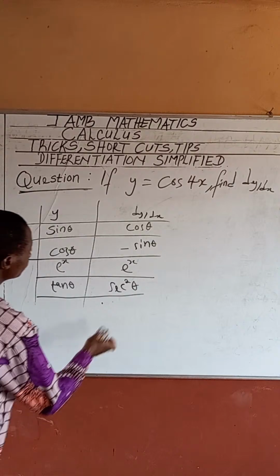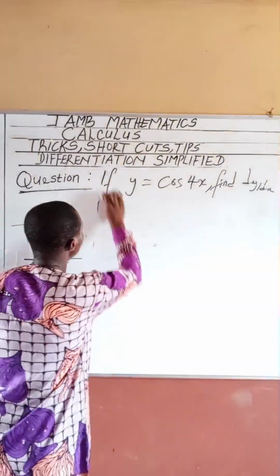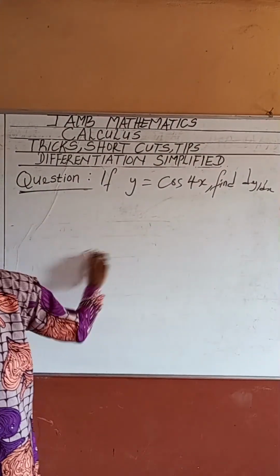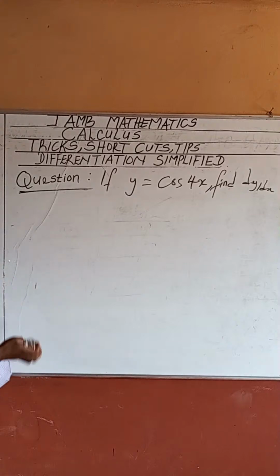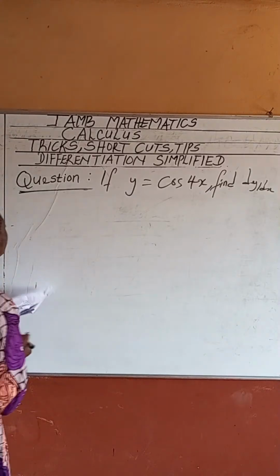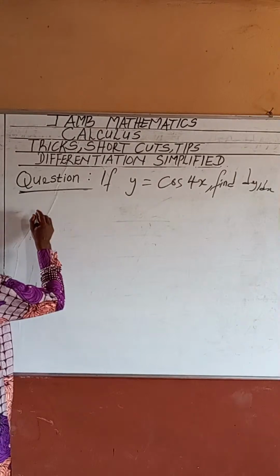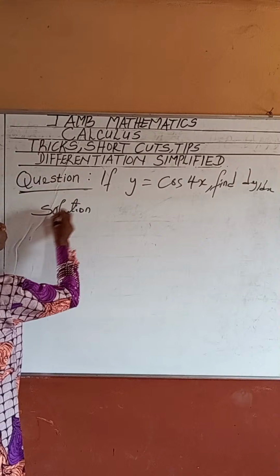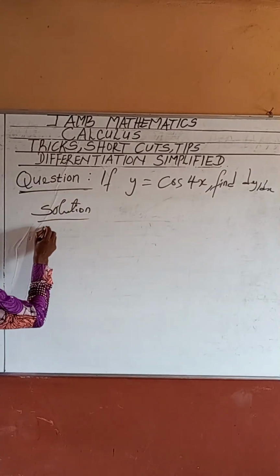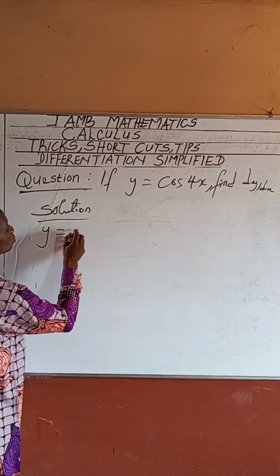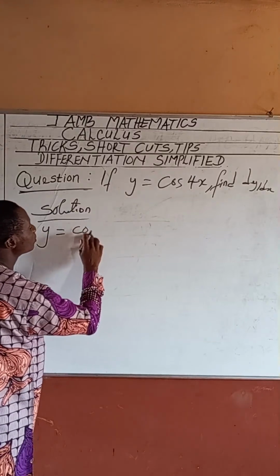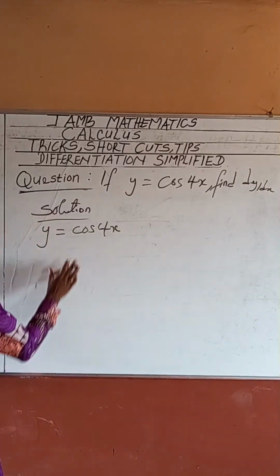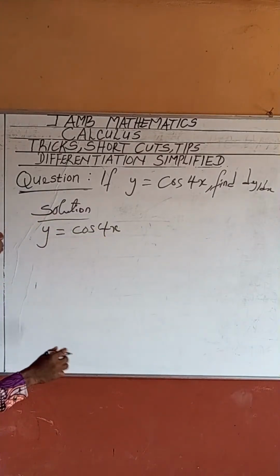Let me be sure. Now, this one is going to excuse us so that we go to the next phase. So, what's the solution to this? You can solve it and put it there in the chat box. So here we have y equals the cosine of 4x.